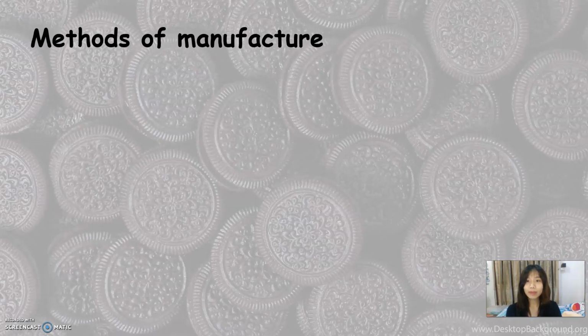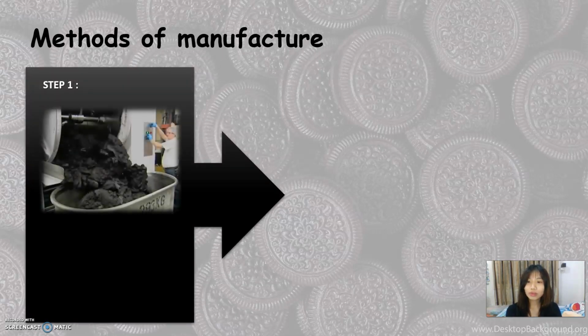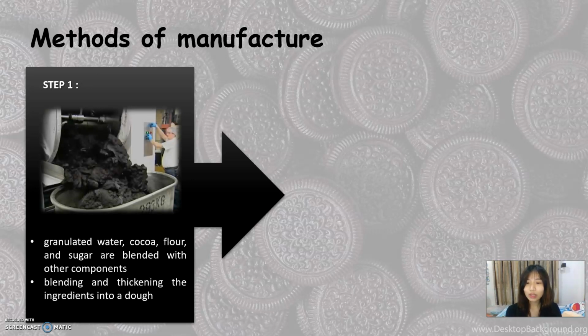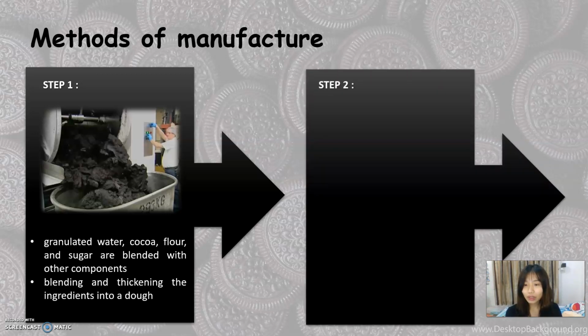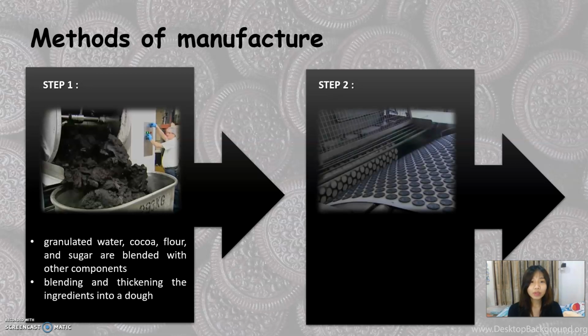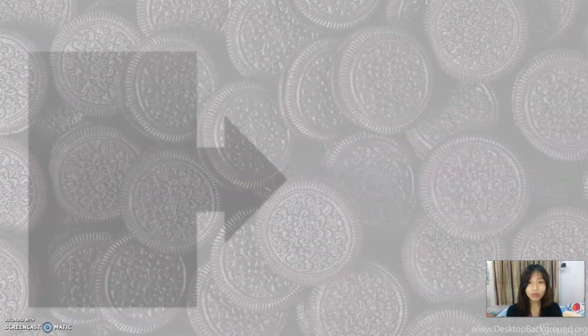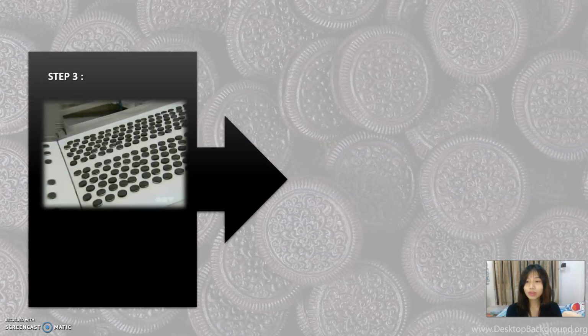Then, I will talk about the method of manufacture. Firstly, in a 2,000 pound container, granulated water, cocoa, flour, and sugar are blended with other components, followed by the process of thickening and shaping the mixture into dough. A molding machine is then used to shape the dough. The cookie wafers are shaped from the dough and imprinted with the brand name and the Oreo logo. In step 3, the wafer is flipped over after cooling by using a fan before the cream filling is added.